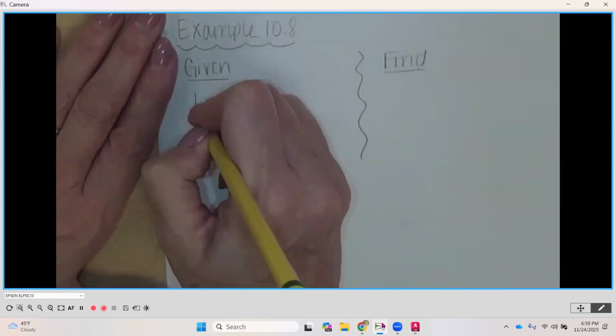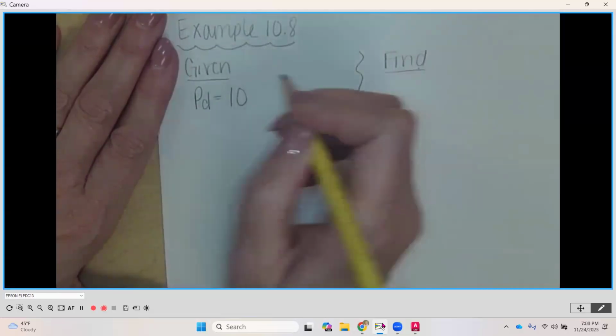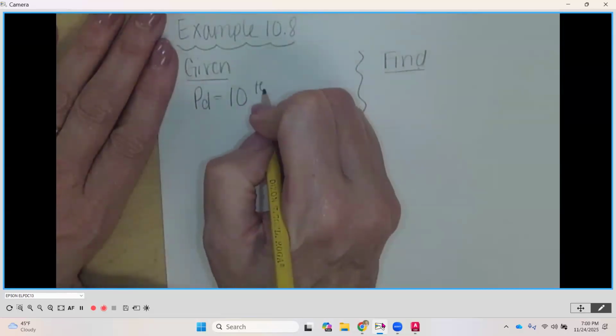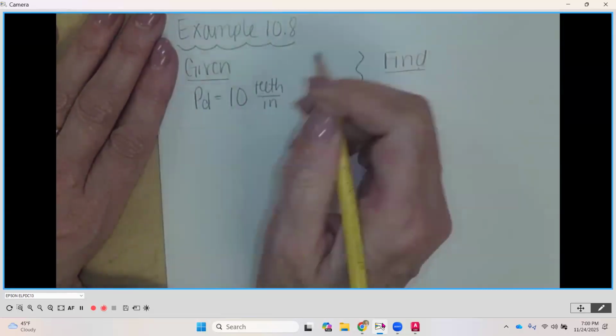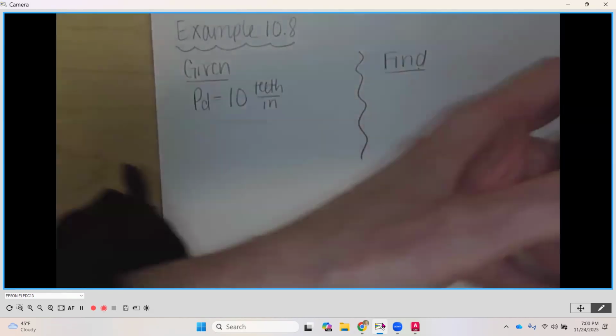So that's going to be capital P sub D is equal to 10, and the units for that are teeth per inch. Even though they don't give it to us, we want to expand that out because we need to put those in our equations. So that's diametral pitch. Good.